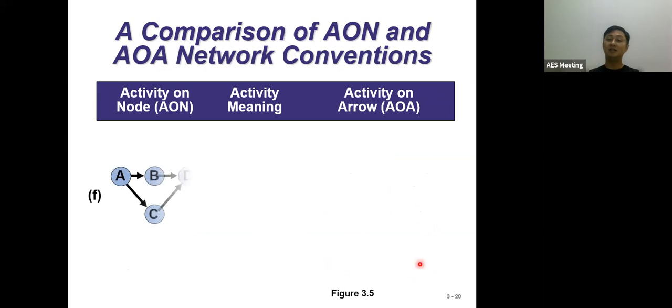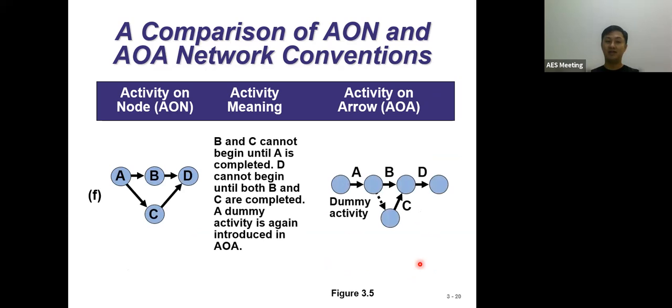Beyond that, ladies and gentlemen, we also have another note of the AON here. Over here we can say that B and C cannot begin until A completed. So A should start first, only then can we go for B, only then can we go for C. But they say D cannot begin until B and C completed. Yes, this is fine here, right? This part clearly provides you with that understanding, so that you're fine with this.